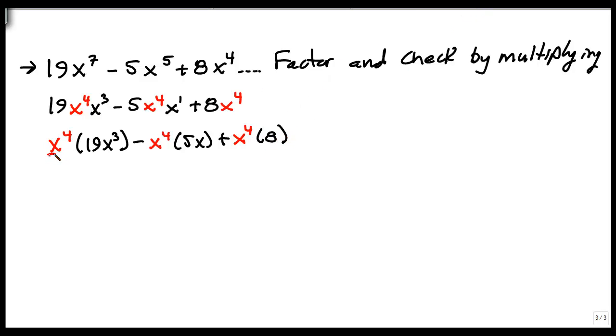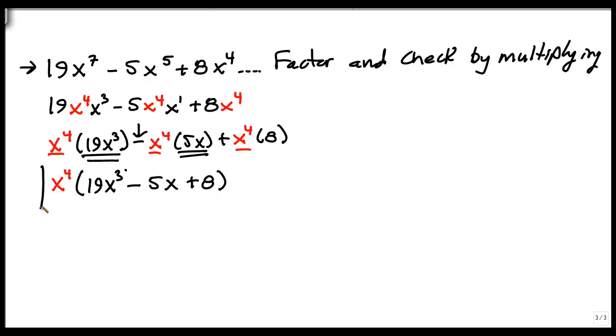So you can see pretty clearly x to the 4th is what's common to each of these. If I factor the x to the 4th away from my first term, I'll have a 19x cubed remaining. If I factor this x to the 4th away from my second term, I don't just have a 5x, I have a negative 5x, so don't forget that. And x to the 4th away from the third term, I have a plus 8. Now this is my solution. This is my factored form.